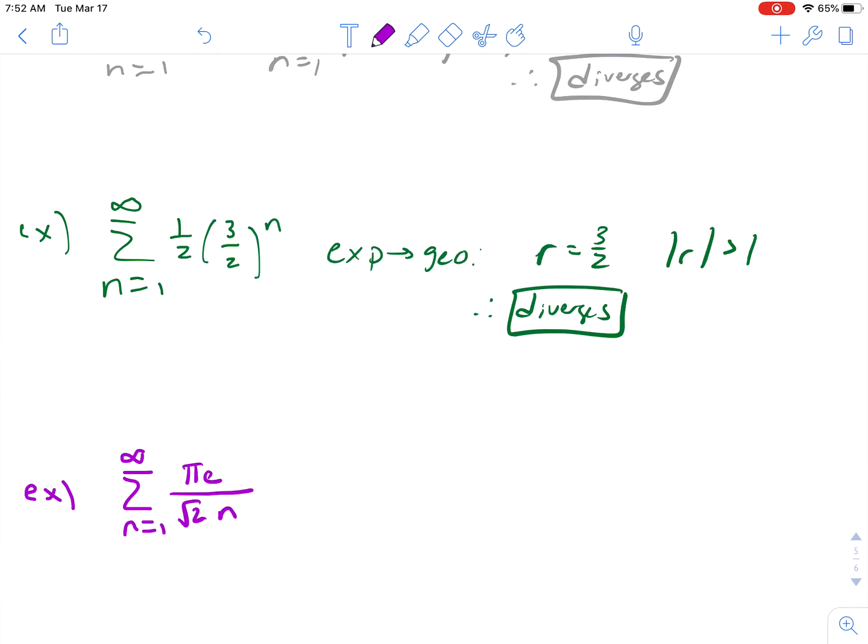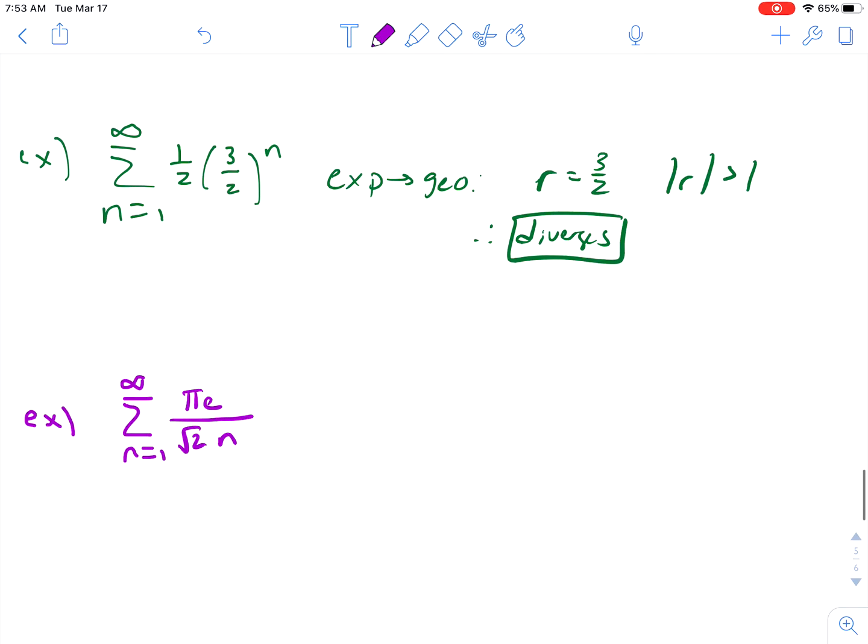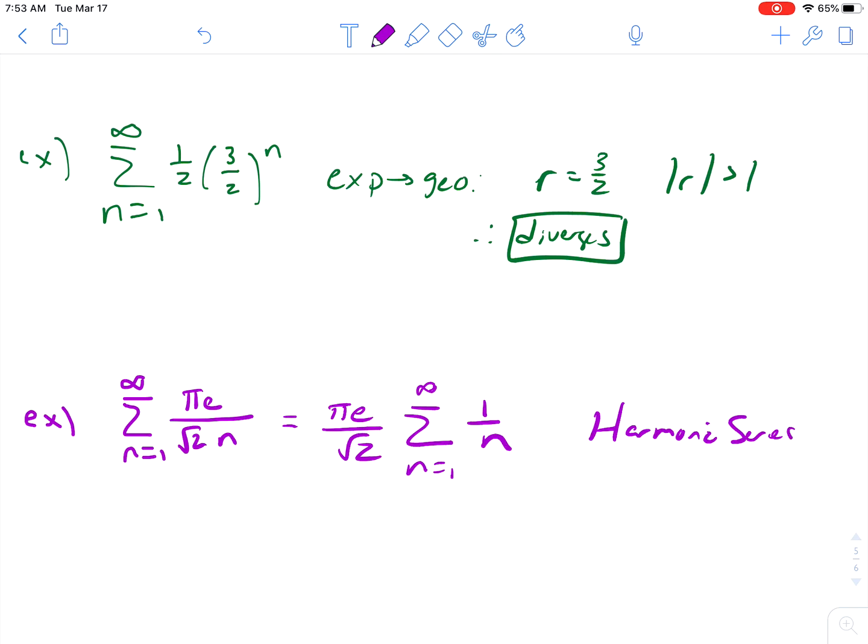And next up, the summation as n goes from 1 to infinity of pi e over the square root of 2 times n. Certainly not arithmetic, certainly not exponential. Oh, you know what? If I factor out the coefficient here, we have a multiple of the harmonic. And so this one diverges.